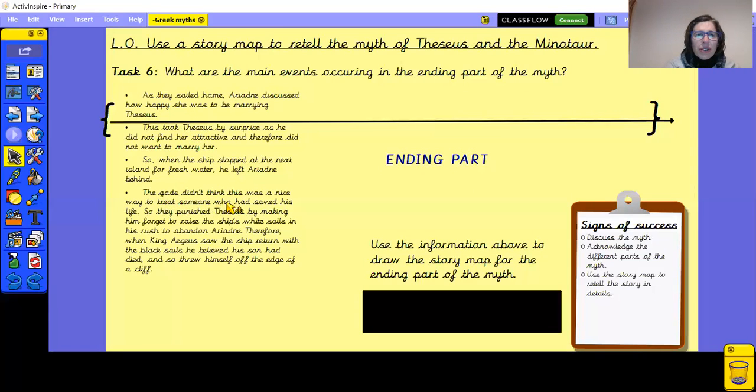The gods didn't think this was a nice way to treat someone who had saved his life. So they punished Theseus by making him forget to raise the ship's white sails in his rush to abandon Ariadne. Therefore, when King Aegeus saw the ship return with the black sails, he believed his son had died, and so he threw himself off the edge of a cliff. So not a very happy ending to Theseus and the Minotaur.